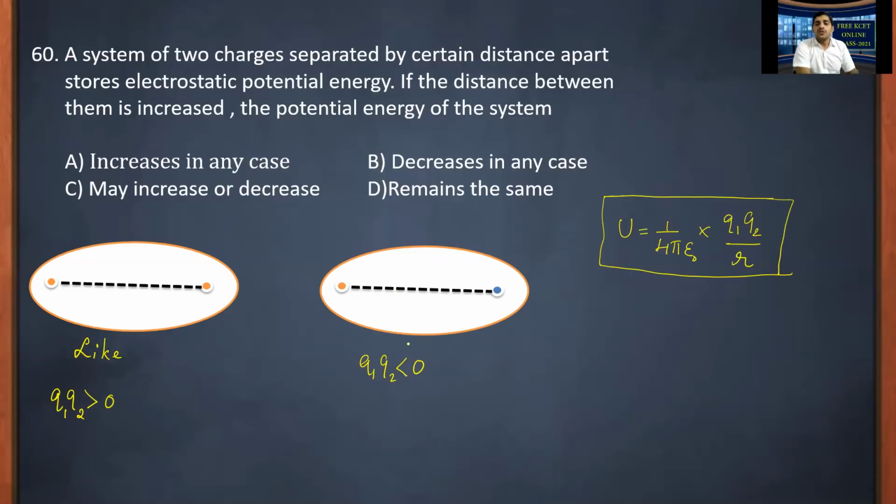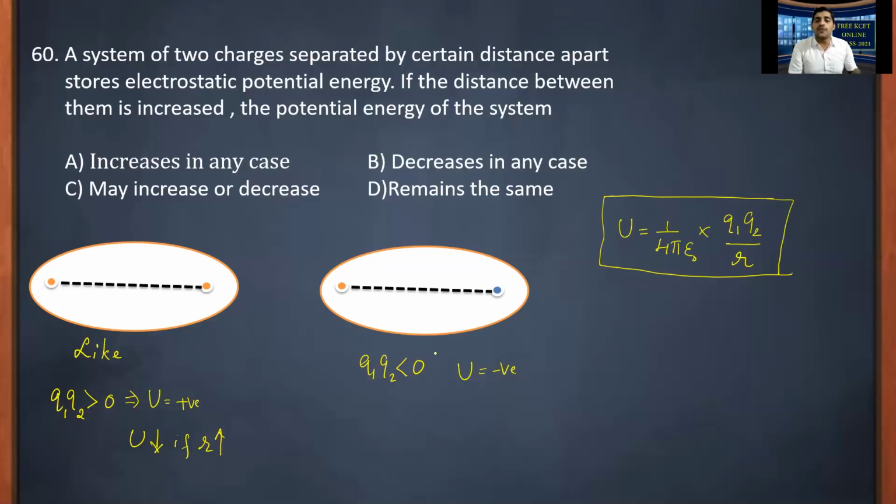Now, in this case, if Q1 Q2 is greater than 0, then U comes to be always positive. Correct? Whereas here U comes to be negative. Now you see, if I go on increasing the distance, what happens to the potential energy? Potential has to decrease. So in this case, potential energy decreases if R is increased.